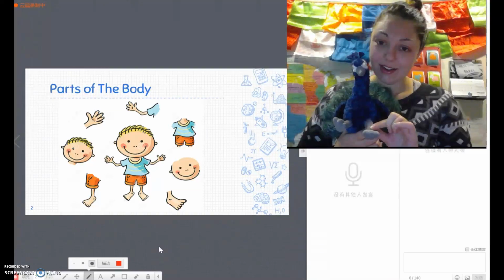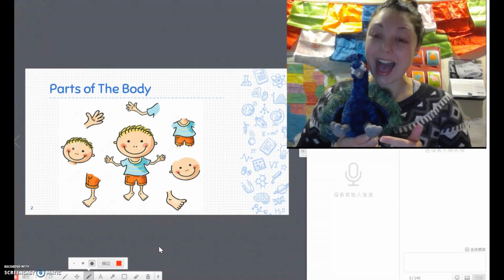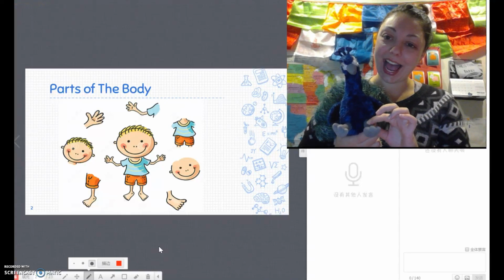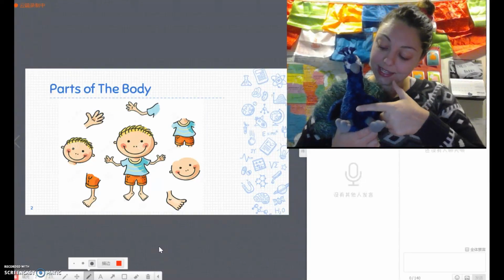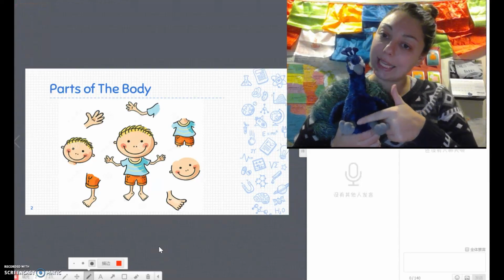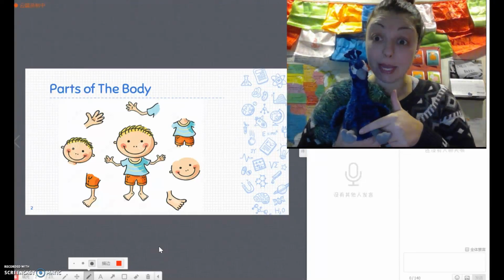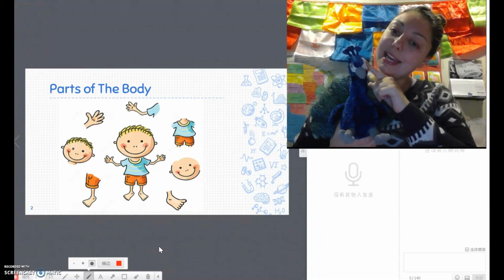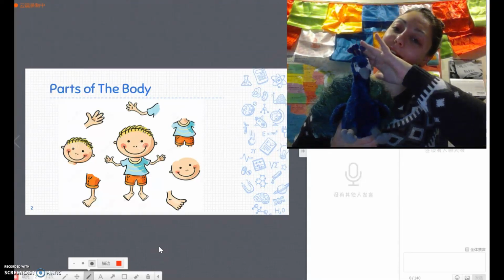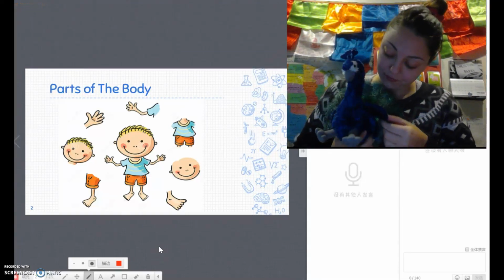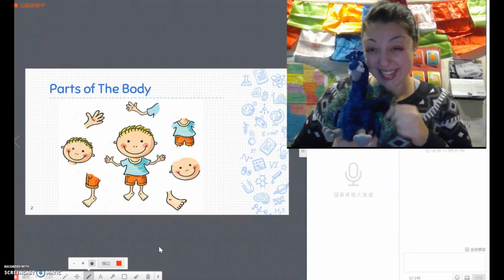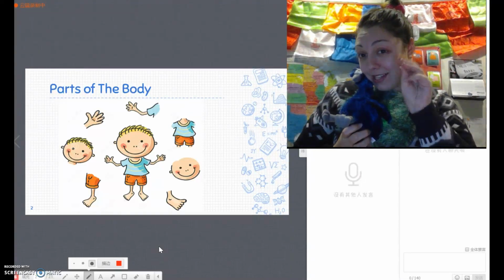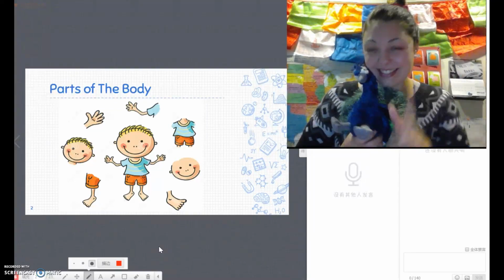So these are Lily's feet. Feet. These are Lily's legs. Legs. This is Lily's belly or stomach. Stomach. This is Lily's head. Pat her on the head. Good, Lily. These are Lily's arms. And Lily doesn't have hands, but these are our hands. Hands. Good.